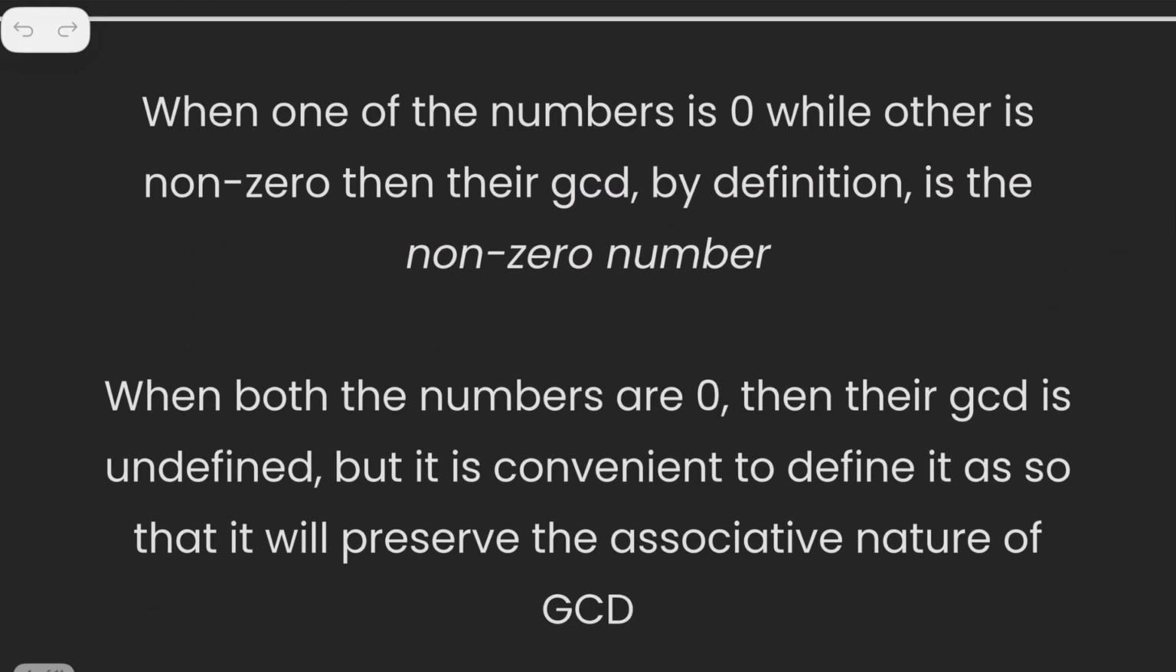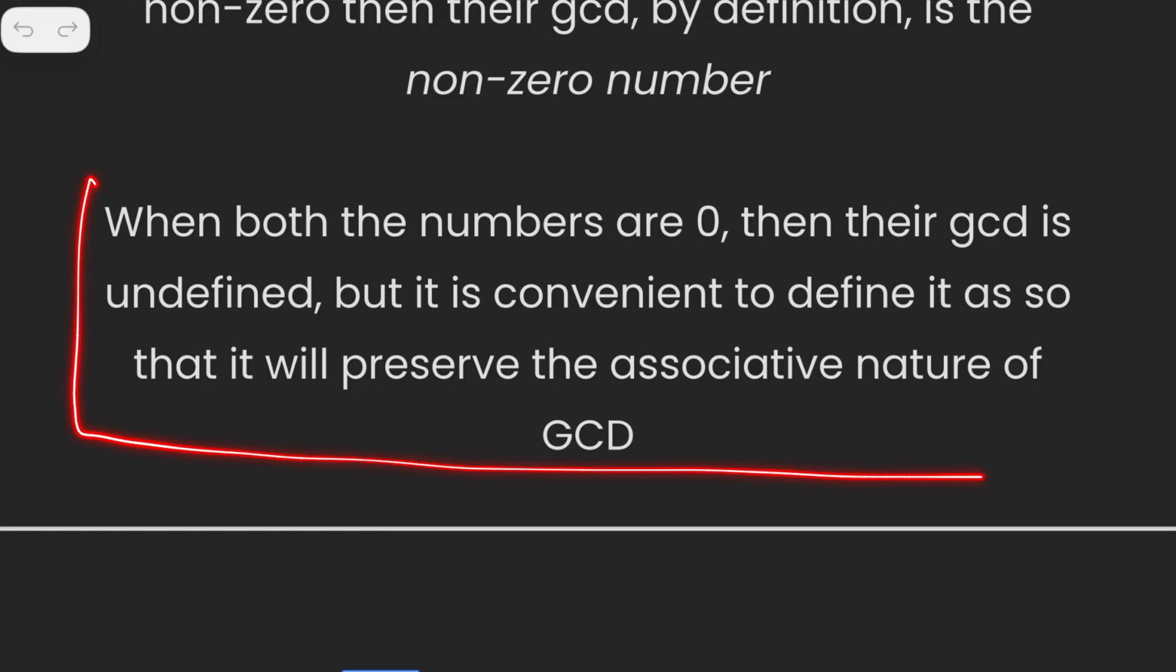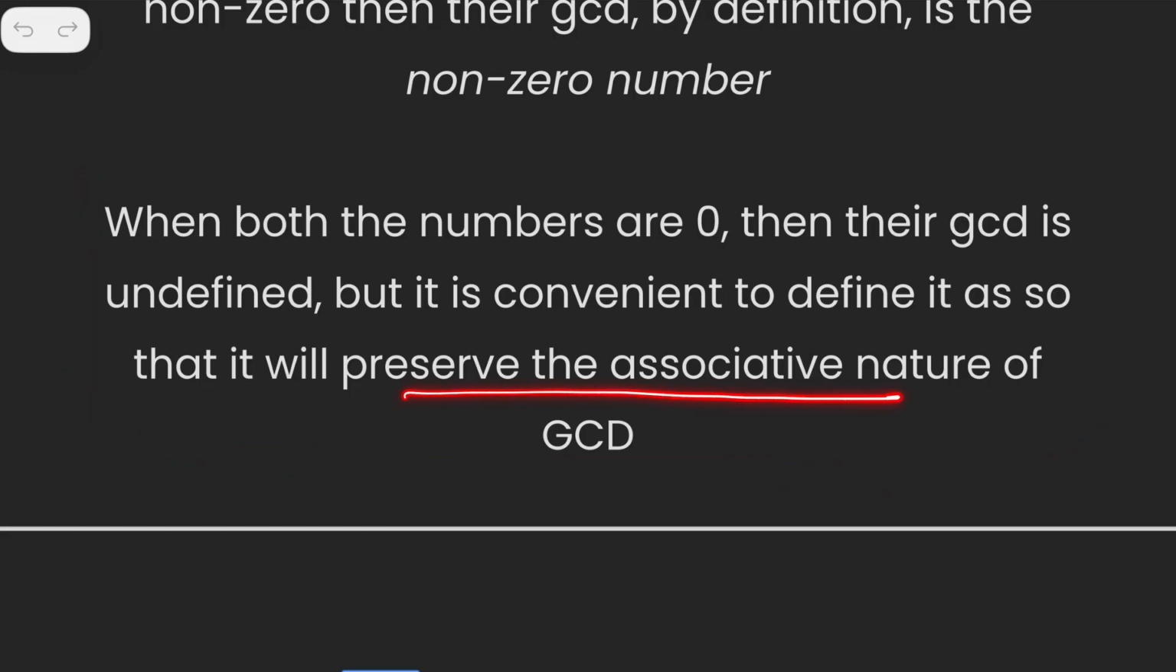It's very simple, right? Let's say both of them are 0. a is also 0 and b is also 0. Then GCD is undefined. But for convenience and to keep the associative nature, we will say GCD will be 0 when a is 0 and b is 0. This case can be handled separately.